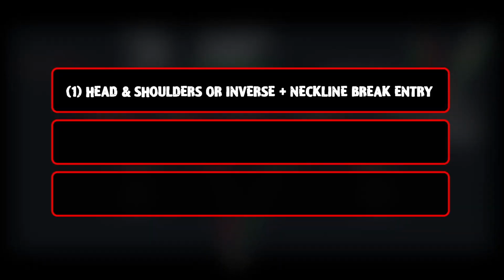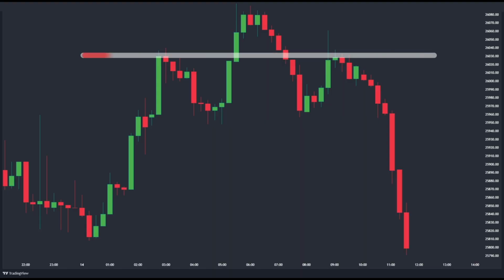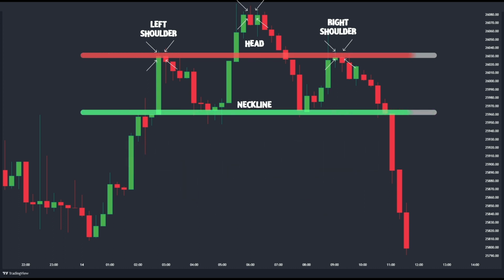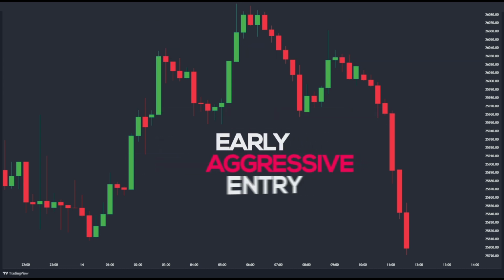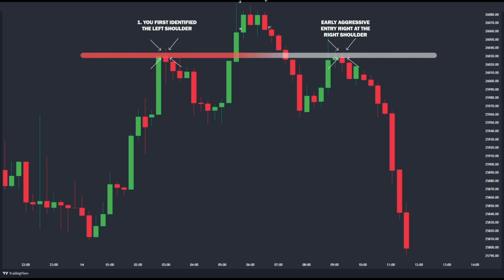So, moving on to the third variation, which is an aggressive early entry at the right shoulder of the pattern. So your regular entry would be identifying the head and shoulders pattern and taking a break entry short at the break of the neckline here. But now, there was a more advanced way to trade the head and shoulders pattern, which is what we call an early aggressive entry right at the right shoulder of the pattern here. So let's break it down. You first identify the left shoulder and then the head.